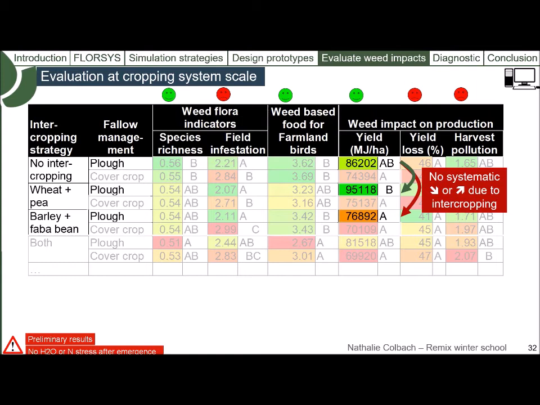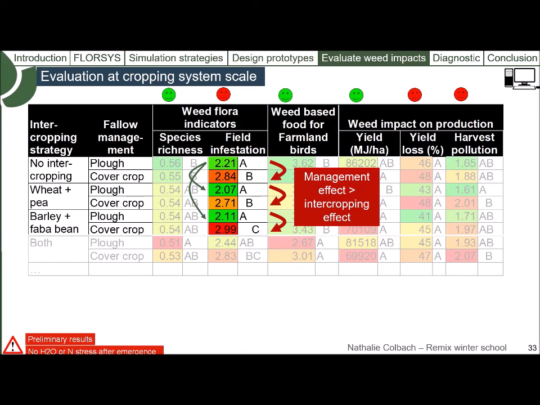To understand the differences between cropping systems, we ran a diagnostic at the annual scale. Here we looked at wheat yield in the presence of weeds, either in a pure stand or intercropped with faba bean or pea. If wheat is intercropped with faba bean, its yield is reduced by approximately 80% compared to wheat in a pure stand, whereas wheat with pea has approximately the same yield as in a pure stand.